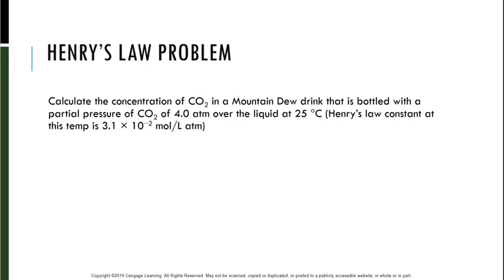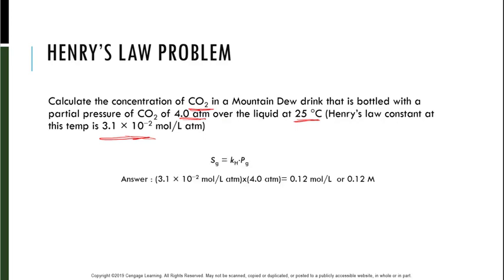Let's look at a Henry's law problem. Let's calculate the concentration of carbon dioxide in a Mountain Dew drink that's bottled with a partial pressure of CO2 of 4 atmospheres over the liquid at 25 degrees Celsius. Henry's law constant at this temperature is 3.1 times 10 to the negative 2 moles per liter atmosphere. Using Henry's law to find the solubility of that gas, we're going to take the constant that we're given, and multiply it by that partial pressure, the 4 atmospheres. And we would get 0.12 moles per liter, and moles per liter is also a unit of molarity.